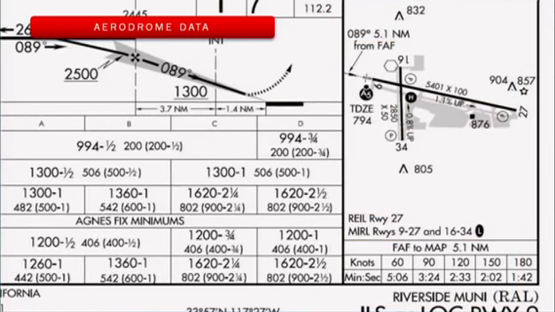This area down at the bottom shows the distance between the FAF and the MAP is 5.1 nautical miles. It also tells you how long it takes to fly from the FAF to the MAP at different speeds. So if we were approaching at 90 knots, you can immediately see it would take 3 minutes and 24 seconds to cover the distance.